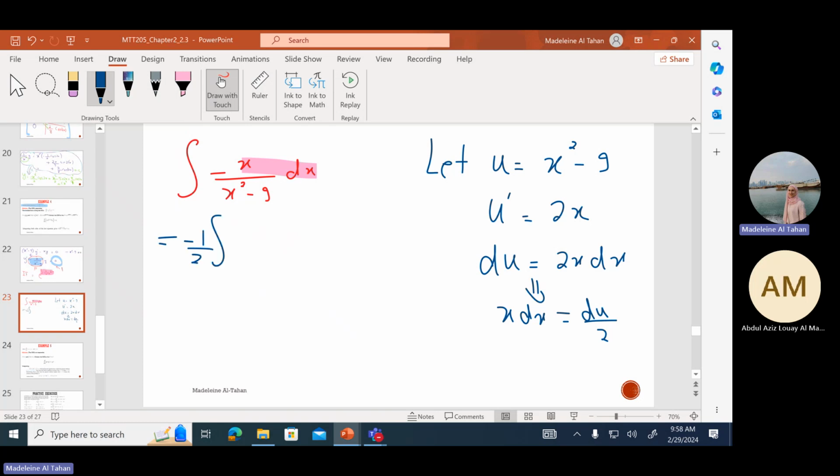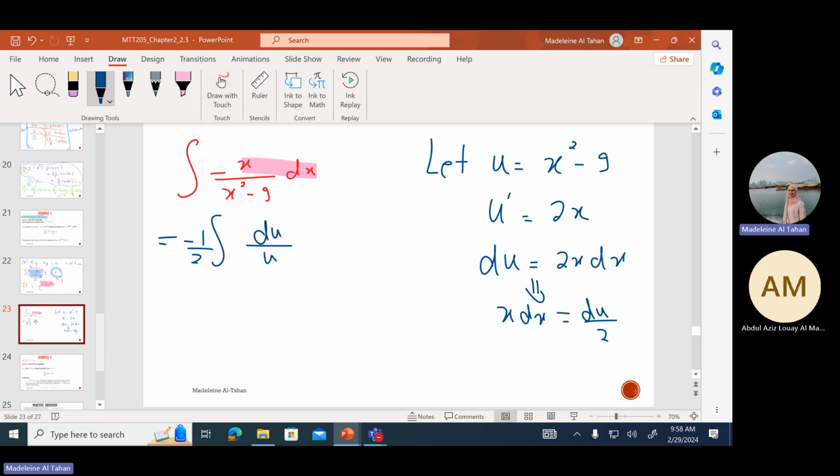Now what will we get from this one? Negative half, we will put it outside, right? And here, x dx is du over 2, and already you have the negative, so negative half we put outside. What's the integral of du over u? Minus half ln u, right?